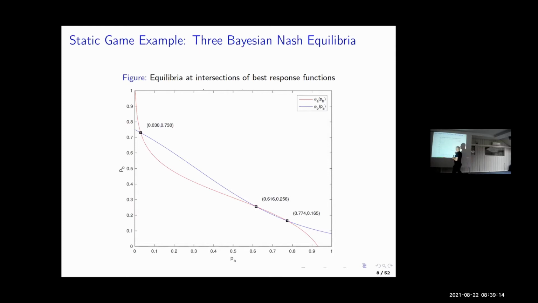So there are 3 different equilibria. There's one where firm A is investing with a very low probability and firm B is investing with a high probability, and then vice versa, where firm A is investing with high probability and firm B with a low probability. And then there's this equilibrium in the middle. You can not just plot these best response functions and look at the graphs. You need an algorithm to solve for these equilibria, or you can try to estimate these.